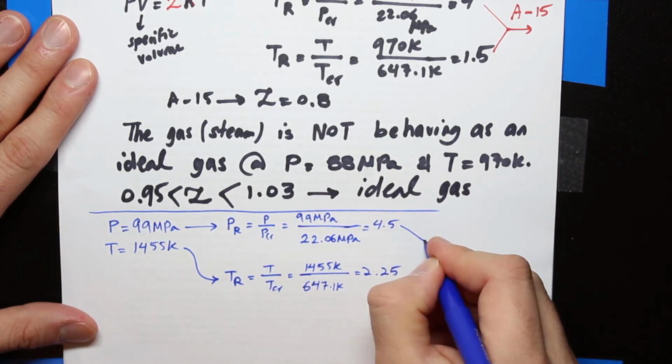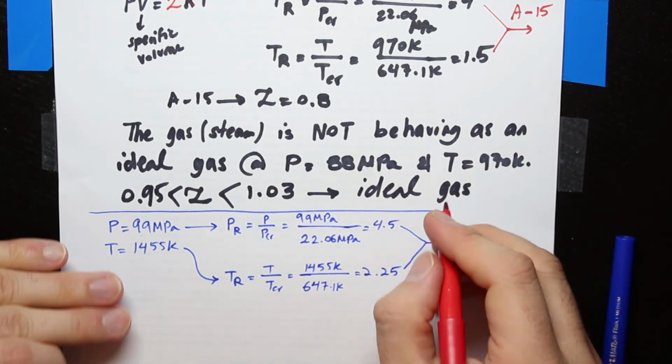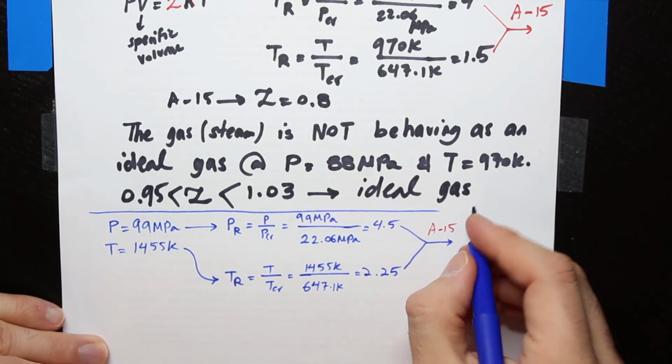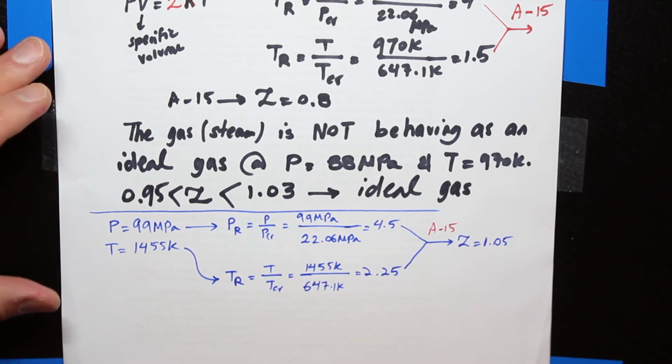All right. Once again, you use these two numbers, you go to figure A15, and based on that, you will read a Z value equal to 1.05.